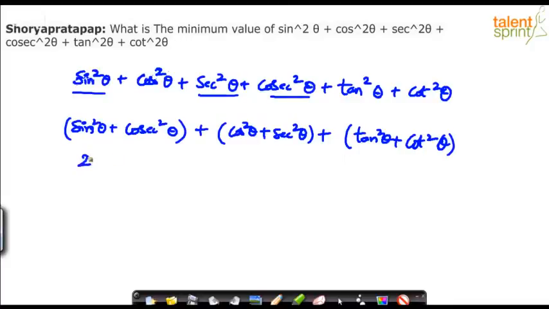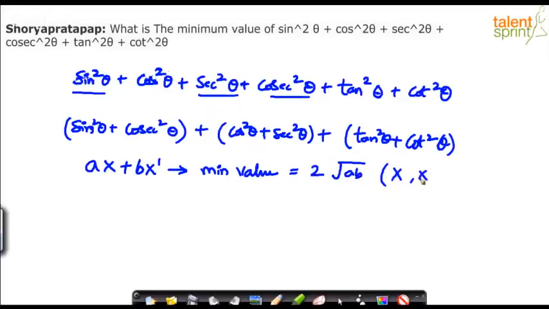The minimum value will be 2 root AB. You remember that shortcut formula that we discussed in the video, right? I'm just generalizing it. If the given function is like ax plus bx dash, then the minimum value is equal to 2 root AB, where x and x dash are reciprocal trigonometric ratios or trigonometric functions.